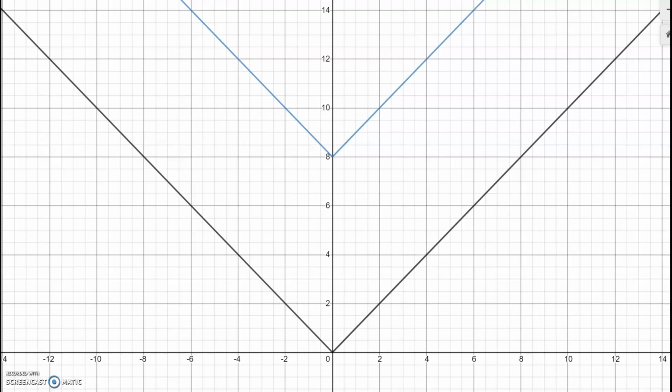So this function, the black function right here, that is the absolute value of just x. Now this blue function, that is the absolute value of x plus 8. Notice how it started at 0. That's just the original absolute value of x. But then once we added the 8 to the end, it shifted all the y values up 8 units.